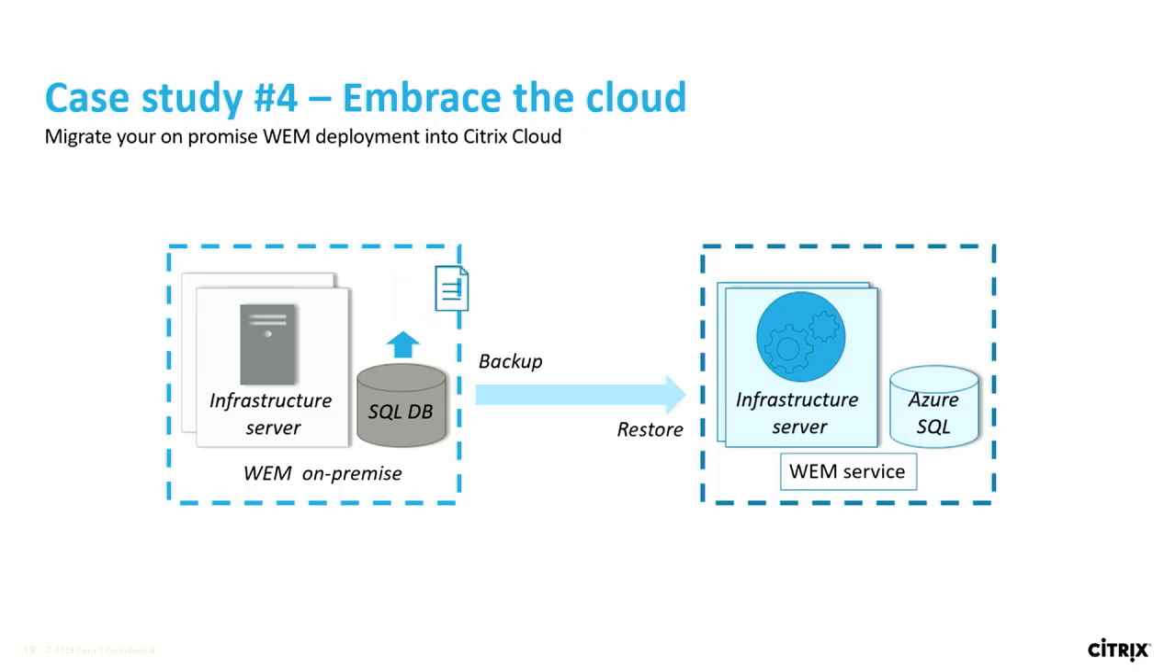You can upload that configuration file into your cloud deployment, and the cloud service will automatically import the uploaded configuration file into the database. Then your migration is done. So it's a very quick, easy way for you to migrate your on-prem environment to the cloud service.